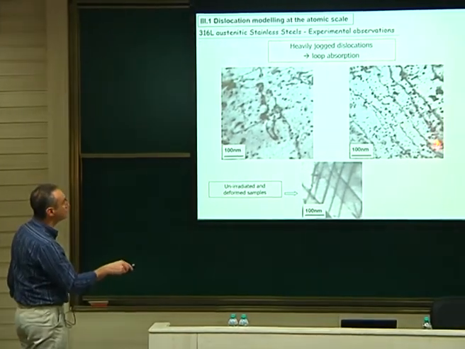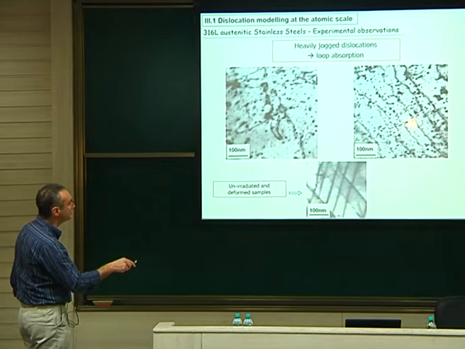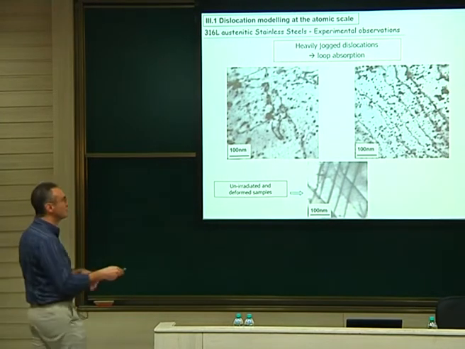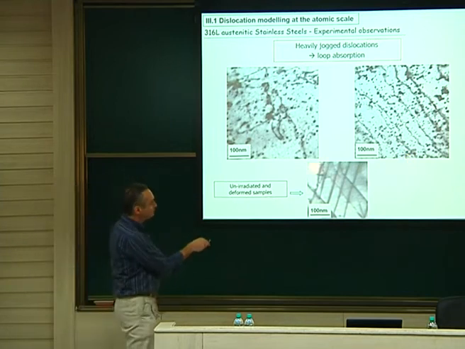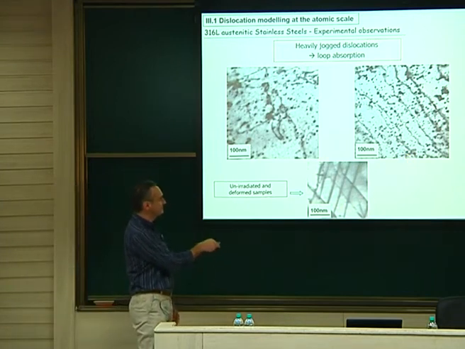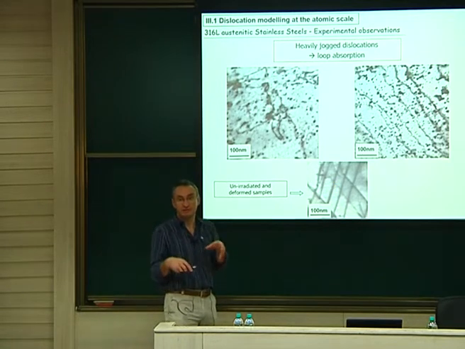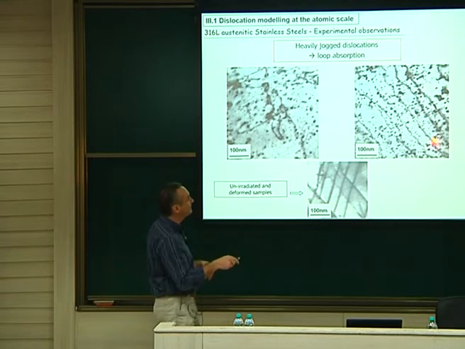They are heavily jogged. You see, they are like that. Many zigzags on the same dislocation, you see. You can see that they are not happy. Those dislocations should be like this. In the case of non-deformed material, you have some straight lines. They are not like that, just because they react with the defect. They are totally impaired by the defect, and there is something which happened, and we'll see what it is.